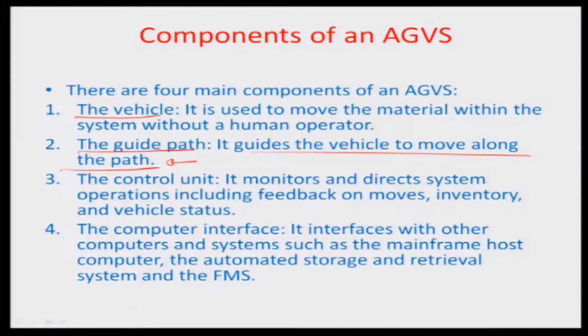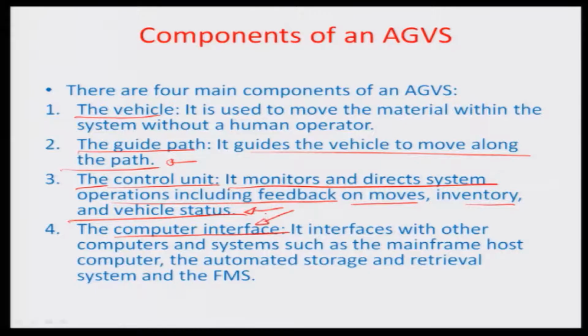You have to have an onboard control. There is a controller unit which monitors and directs system operations, including feedback on moves, inventory and vehicle status, and so on. And there has to be an overall computer interface which can interact with the whole flexible manufacturing system, and it can automate the process of material delivery and loading and unloading wherever needed. Such systems are normally mainframe based, with a host computer, and it plans the delivery of materials falling short at different places along an FMS system.